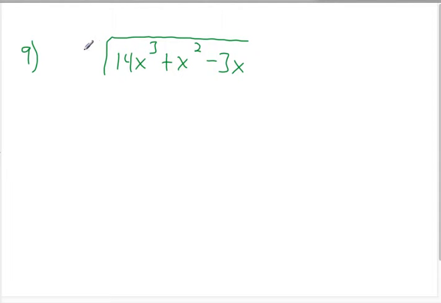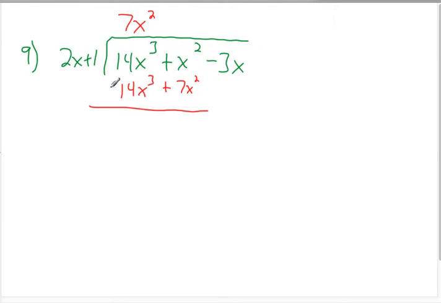Moving on. Number 9. We have 14x cubed plus x squared minus 3x divided by 2x plus 1. Same thing, 2x times 7x squared is going to be 14x cubed, and then we have this plus 7x squared. Now we're subtracting, so it's actually minus and minus.